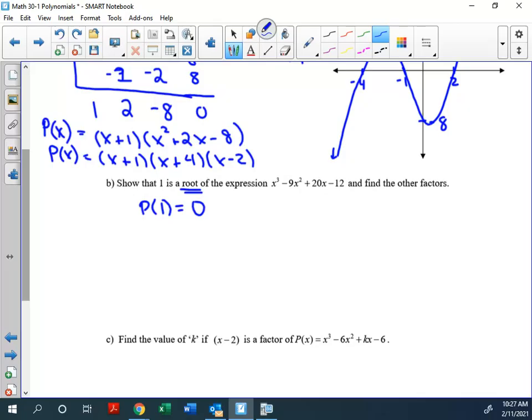Okay, we plug it in. Is the polynomial at 1 zero? So we say the polynomial at 1 is 1 cubed minus 9 times 1 squared plus 20 times 1 minus 12.